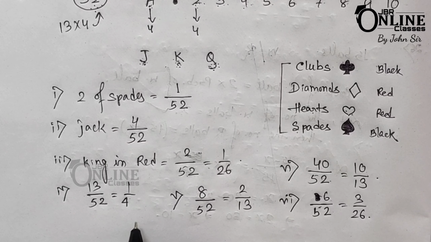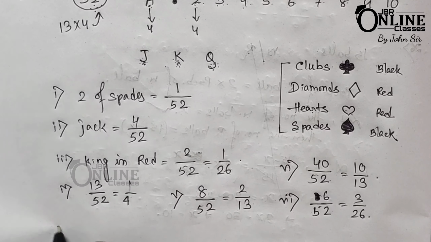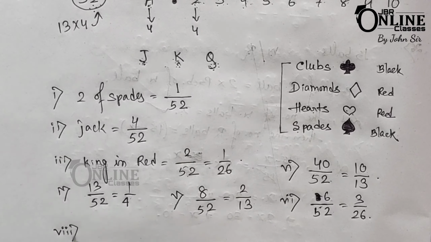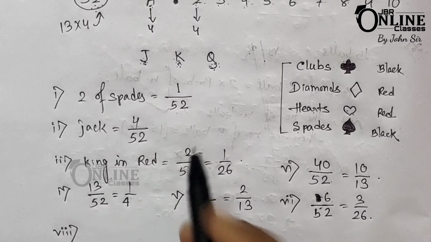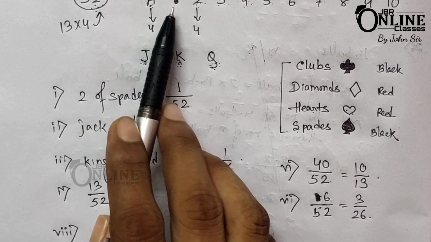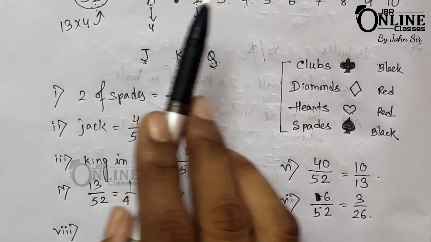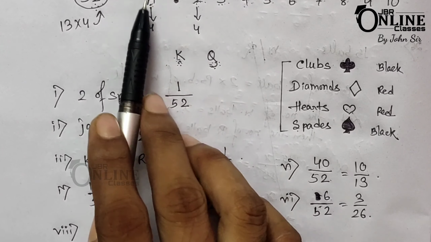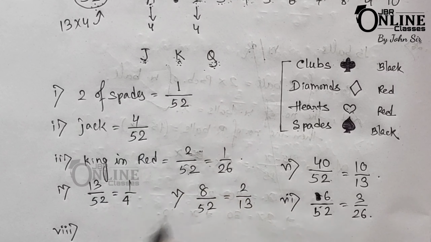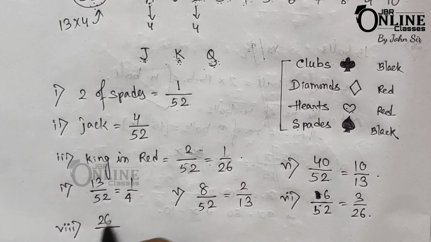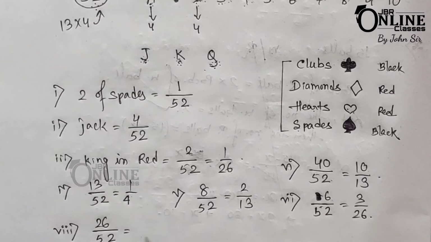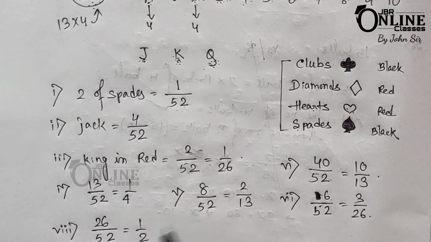Now next, you have to find the probability of a black card. It's number 8. For the probability of a black card, each and every type has 2 black cards, so 13 into 2, that means 26 black cards are there. So 26 by 52, and that equals half.